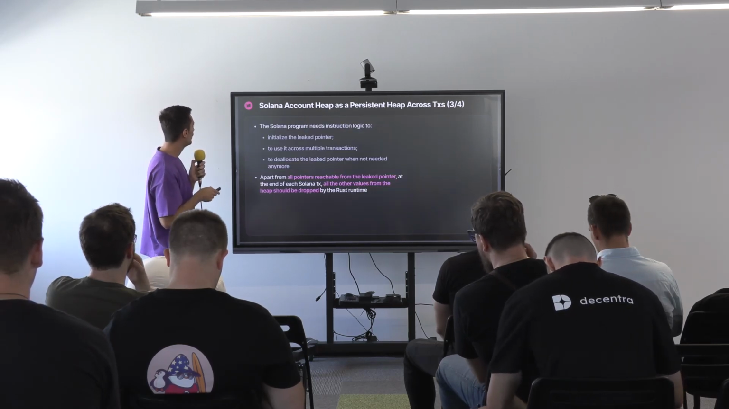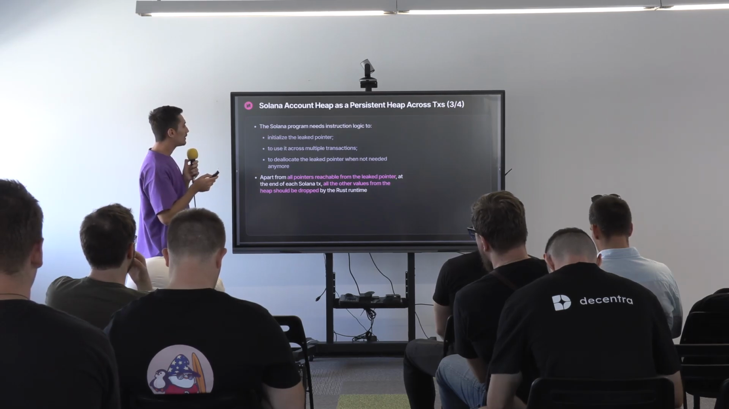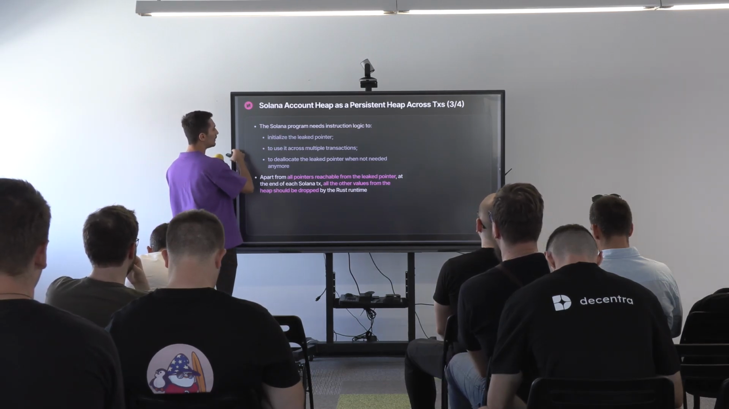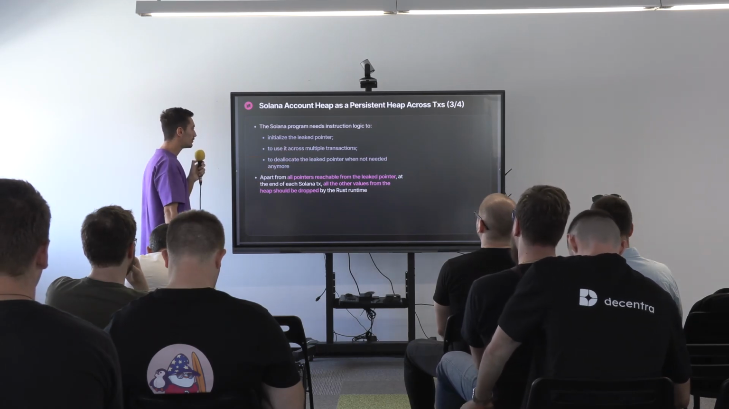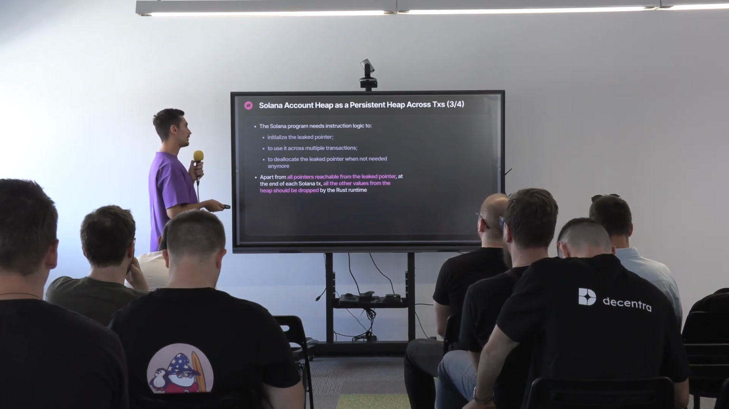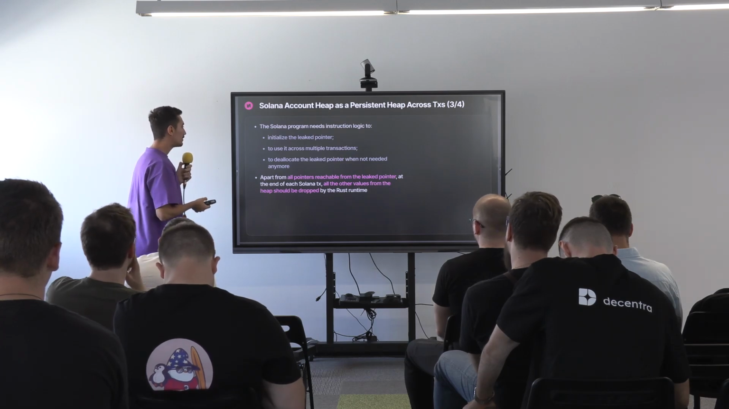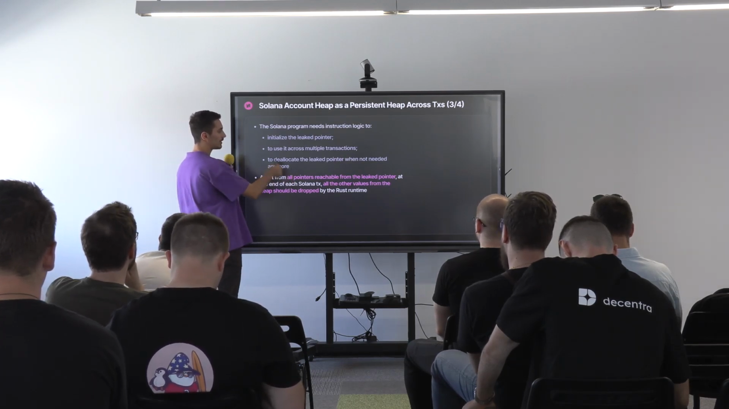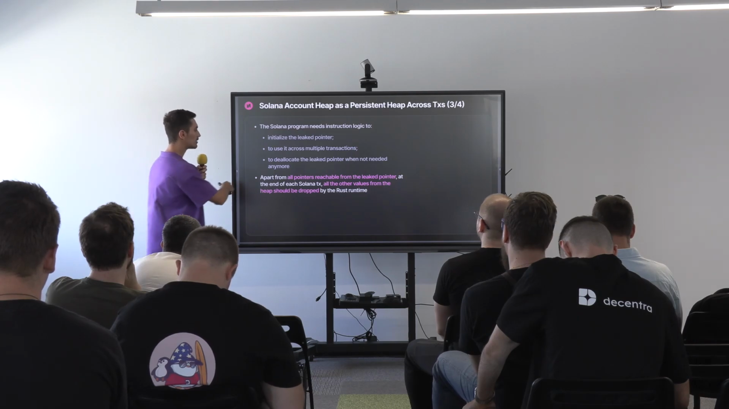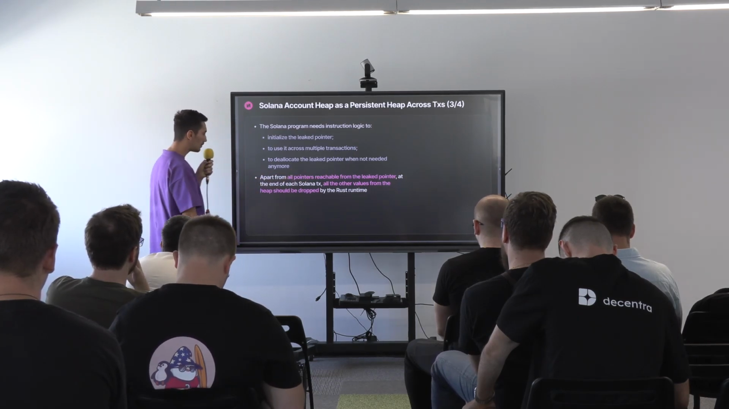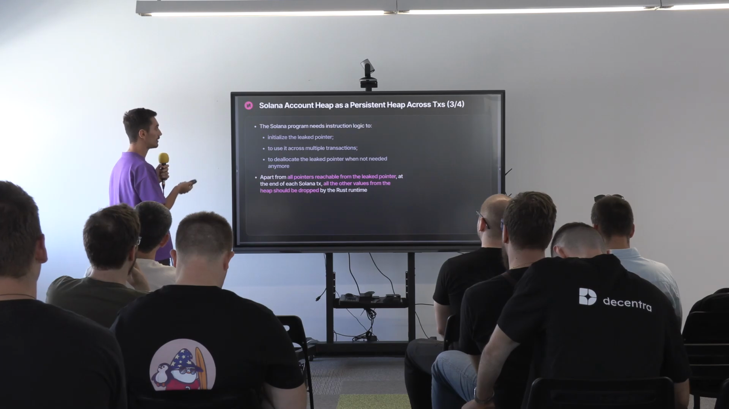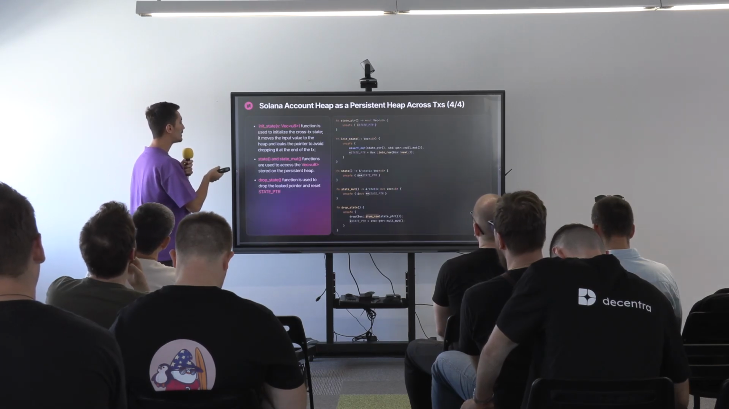Okay, let's see some other primitives that are not actually very safe from a Rust memory model point of view. The Solana program needs instruction logic to initialize the linked pointer, to use it across multiple transactions, and to deallocate the linked pointer when not needed anymore. And as a side note, theoretically, apart from all the pointers that are reachable from the linked pointer, because we can have a tree of allocations, at the end of each Solana transaction, all the other values should be dropped by the Rust runtime. I actually checked that with a small program, and it looks like this is the case.